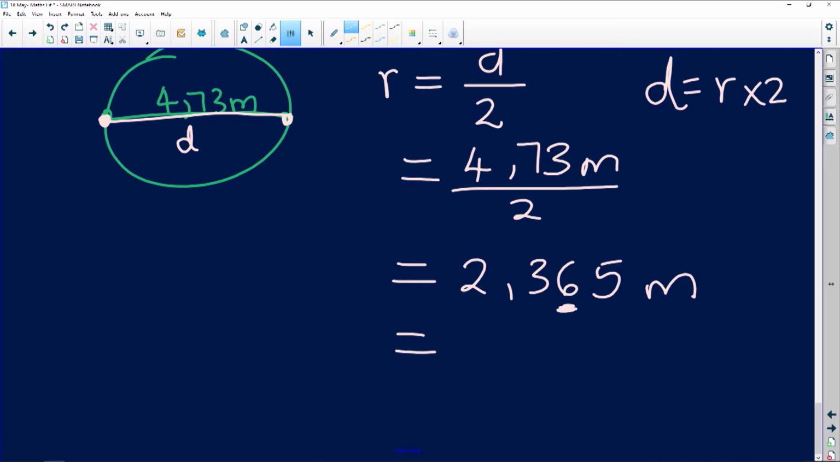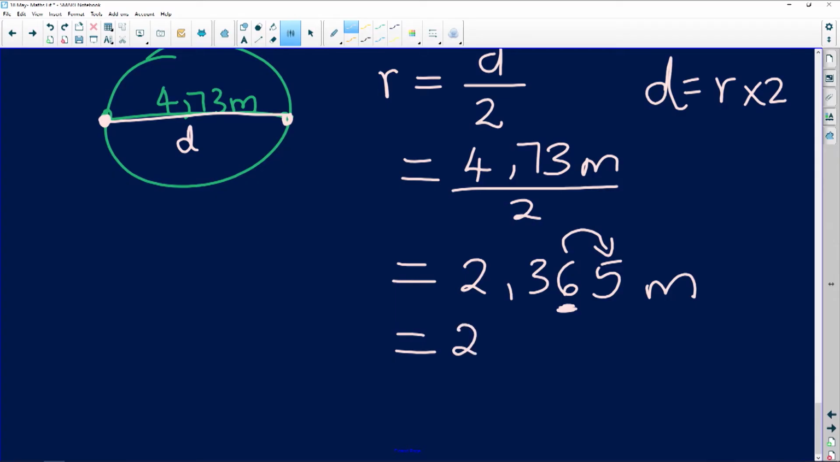So what do we do? We look at the number next to it. And if the number next to it is 5 and above, it means that that number is going to go to the next number. So in this particular case, it's going to be 2.3. This 6 is going to turn into a 7 because of this 5: 2.37 meters. Don't ever be scared when it comes to stuff like rounding off. Rounding off is something really basic that you shouldn't be going into an exam without knowing.